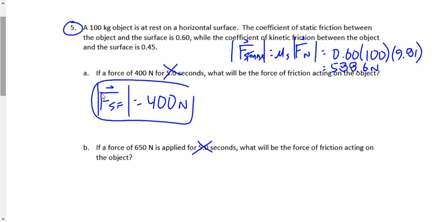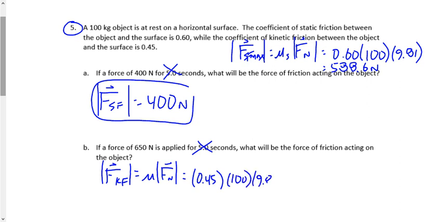And if it's kinetic friction, I better find its value using the other equation, F_K = mu times the normal force. Now it's the coefficient of kinetic friction, which is 0.45, times the mass, which is 100 times 9.81. What do I get for F_K here? Who's got that? What is it? 441.45. We're going to round that to 2 digits: 4.4 times 10 to the 2 newtons.